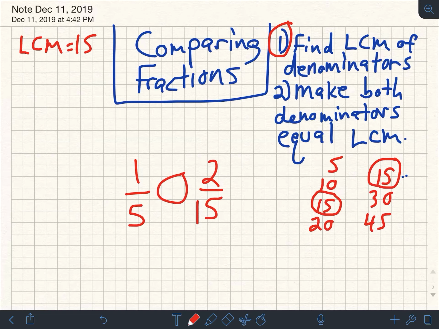So now we need to make both denominators into 15. On the right, we have 2/15, so the denominator there is already 15. So we don't have to do anything to it. But on the left, we have to make this 5 into a 15. So 5 times 3 would be 15, and we do 1 times 3, and that equals 3. So I have 3/15 and 2/15. And 3/15 is going to be bigger than 2/15 because they have the same denominator. It's easy to see which one's bigger. So our arrow would go like that.